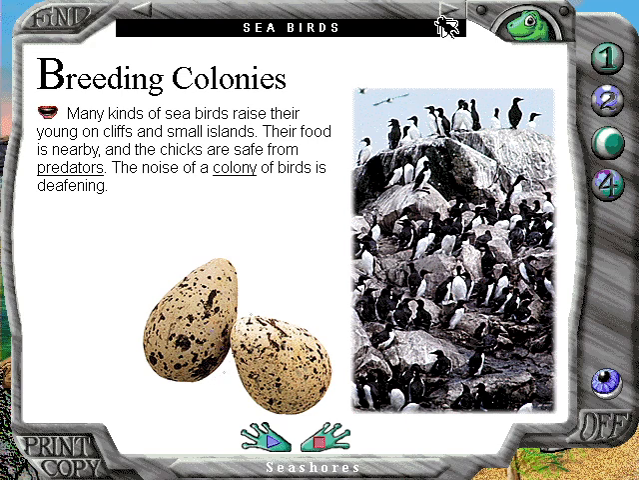Breeding colonies. Many kinds of seabirds raise their young on cliffs and small islands. Their food is nearby, and the chicks are safe from predators. The noise of a colony of birds is deafening.